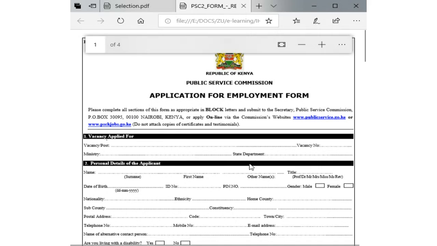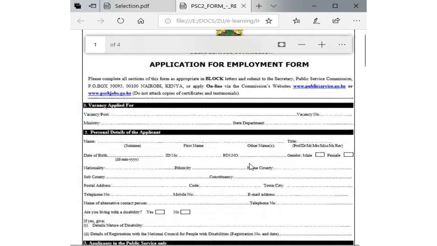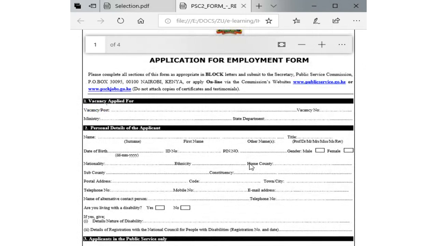So you'd find in the first part, you are asked to please complete all sections of this form as appropriate in block letters and submit to the secretary. What does it mean when you say in block letters? So that I can see if we are following, someone can say it or can type. What does it mean when you are told to fill a form in block letters?